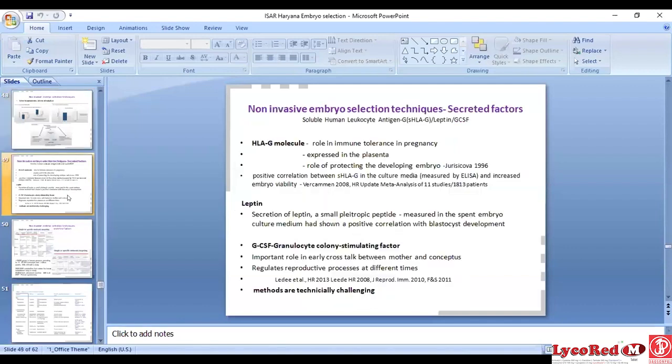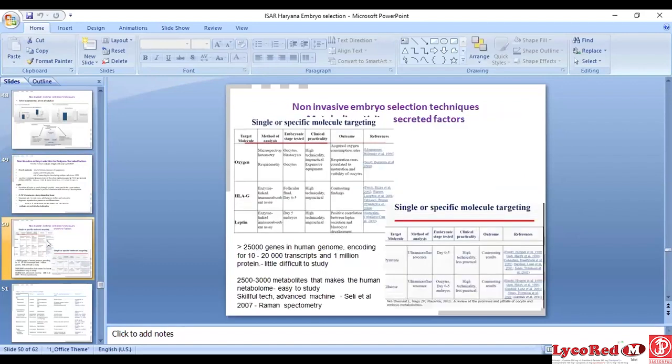These are three molecules which we can check in the spent media: HLA-G, leptin, and granulocyte colony stimulating factor, GCSF. But these methods are technically very challenging. They cannot be used in the routine lab, so they are used on the research scale only. And this is because there are so many genes that have to be checked.